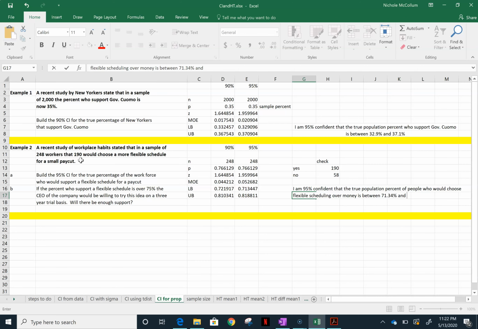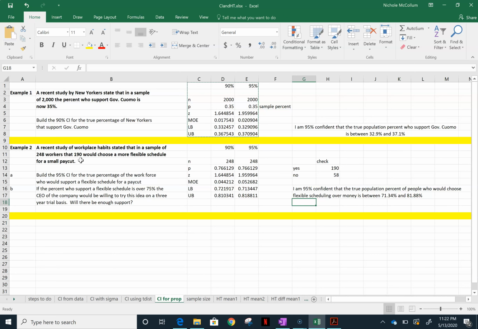71.34% and 81.88%. Awesome. And there's my answer to part A. Part B is where we investigate what we built. Please notice, before B is to me the fun part. Why do we care about this? Why did we build it?